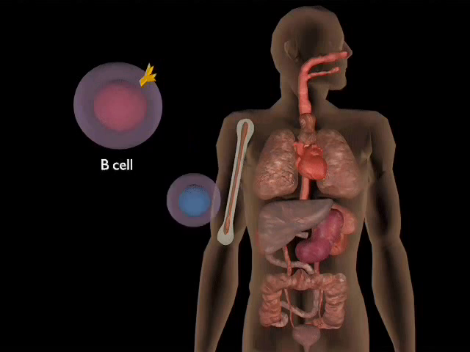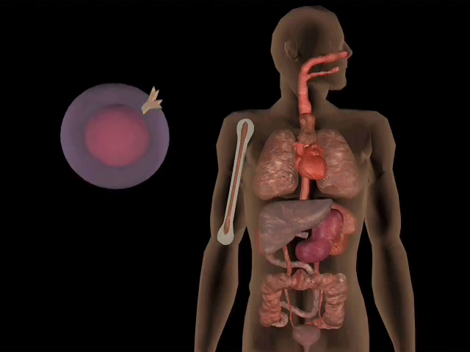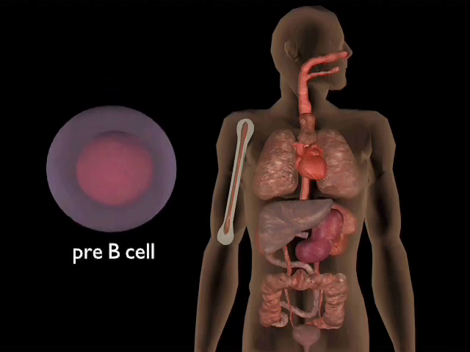T cells mature in the thymus where they generate diverse T cell receptors, or TCRs. The process by which immunoglobulin diversity is generated is analogous, although the two molecules are quite distinct. Inside each pre-B cell nucleus there are sets of genes which encode the protein chains which combine to form immunoglobulin.